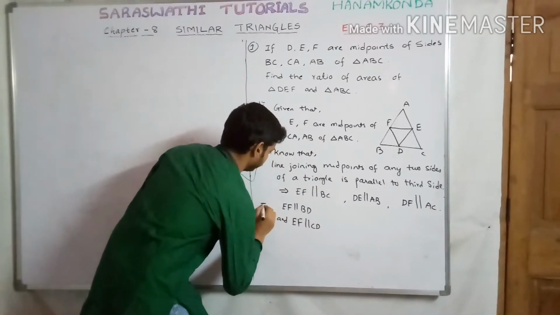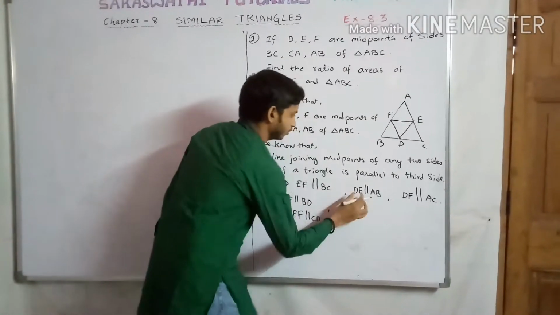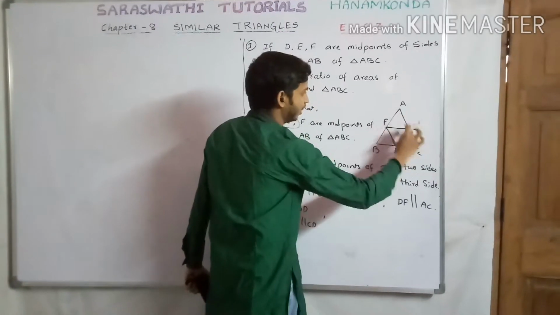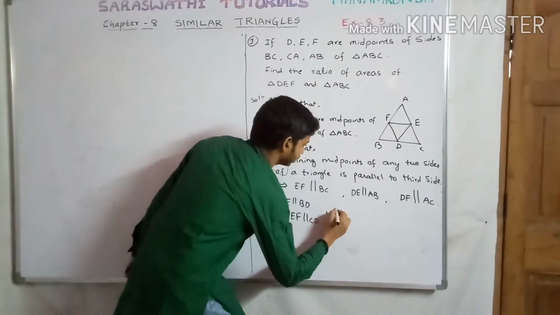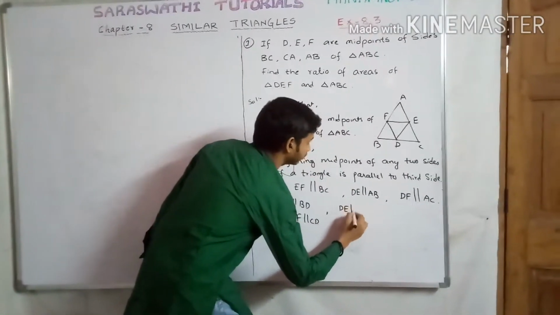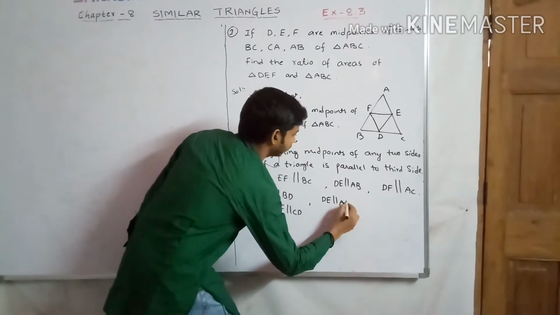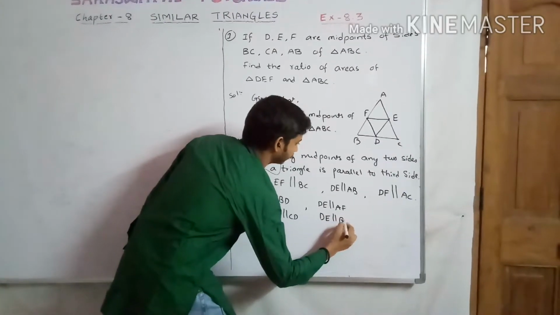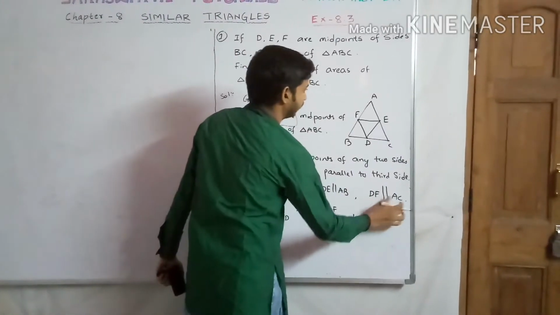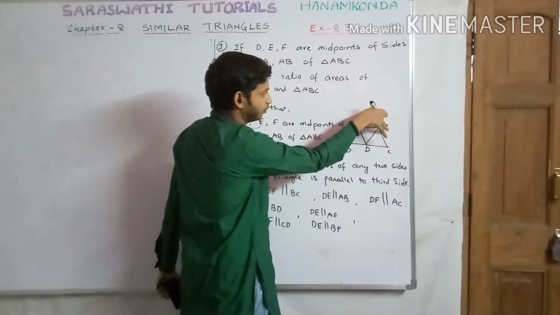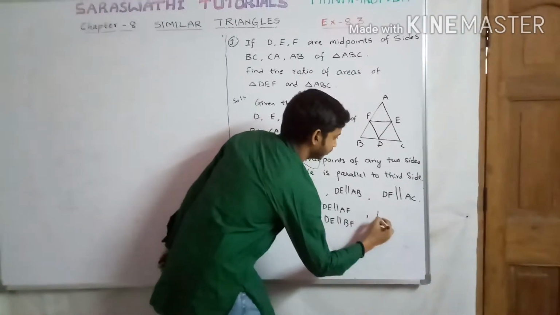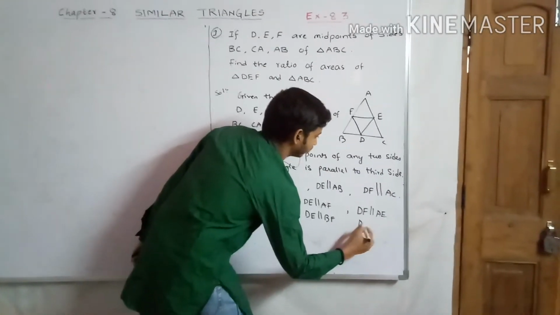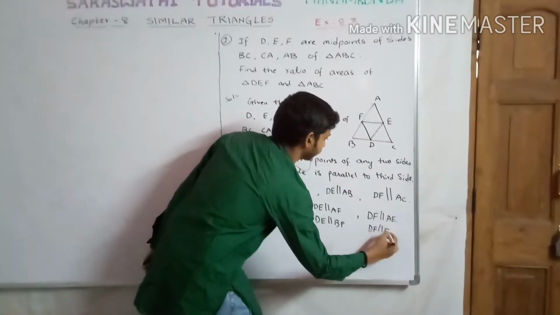Similarly DE is parallel to AB, that means DE is parallel to AF and DE is parallel to FB. Similarly DF is parallel to AC, that means DF is parallel to AE and DF is parallel to EC. DF is parallel to AE and DF is also parallel to EC.